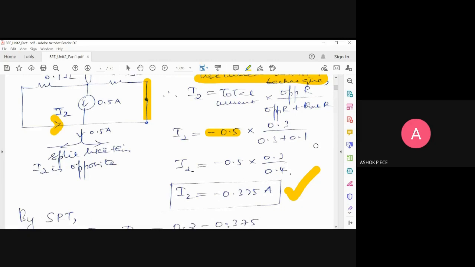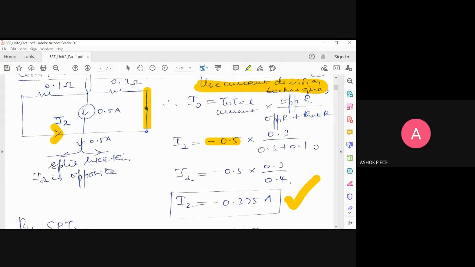Now, by the superposition theorem, what should we do? I have considered the sources individually and found two currents, I1 and I2. So what is the statement of the superposition theorem? After finding the currents from individual sources, what should I do? Adding the two currents. I is equal to I1 plus I2. Very good. I is equal to I1 plus I2.